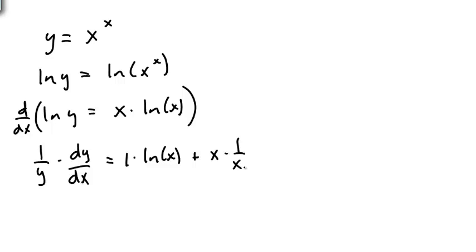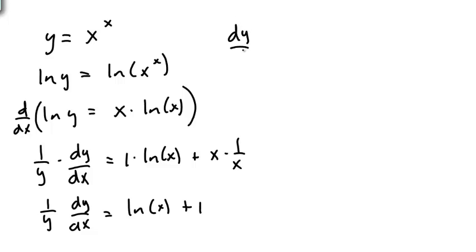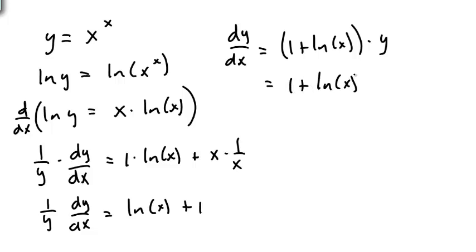Well, this cleans up rather nicely. We get 1 over y dy dx is natural log of x plus 1, because those x's cancel out. And when you multiply the y up, you get dy dx is, let's say, 1 plus ln of x times y. And y is x to the x, so it's 1 plus ln of x times x to the x.